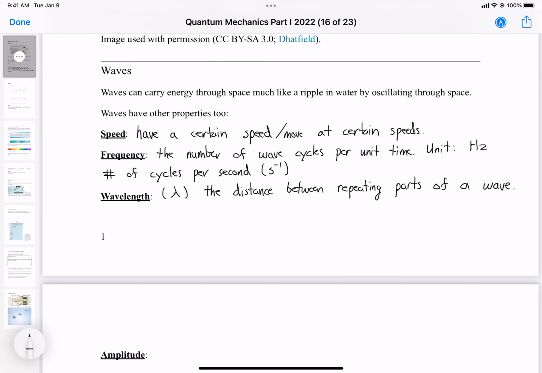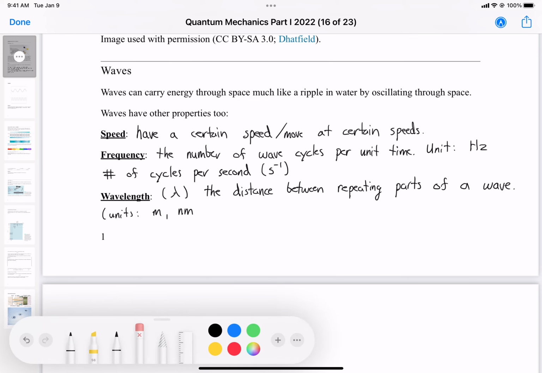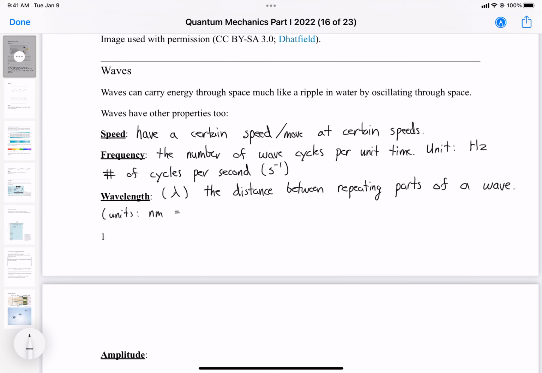Okay. So usually the units are meters or nanometers. When we're talking about the wavelength of something, we usually use nanometers, which is 10 to the negative ninth meters. So very small. It's no wonder we can't see these things, because they're so small and it's impossible for us to perceive.